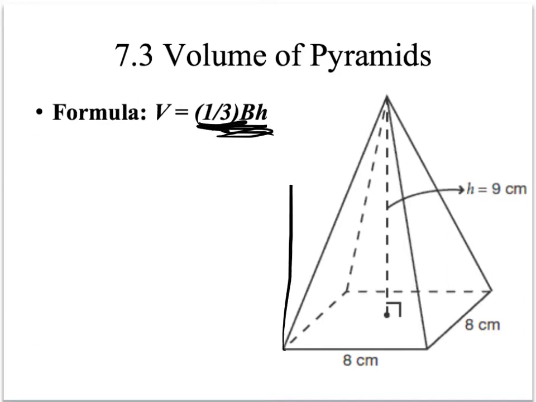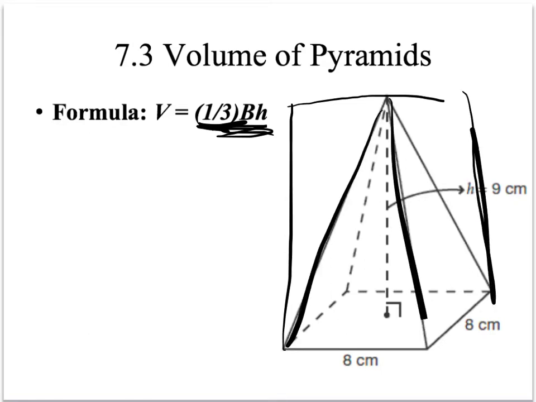We're looking at the formula still of base times height, but notice it's now a third. If you think of a full prism, we're only talking a third of that. So after we solve the volume, we divide by 3 or multiply by 1/3 to find the volume of a pyramid. You're still finding the area of the base.